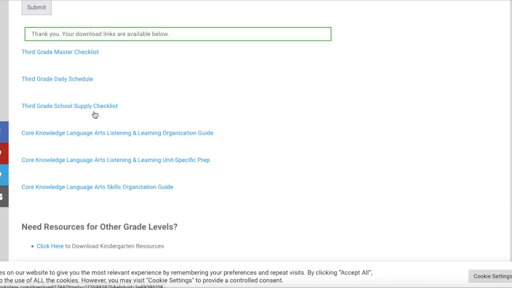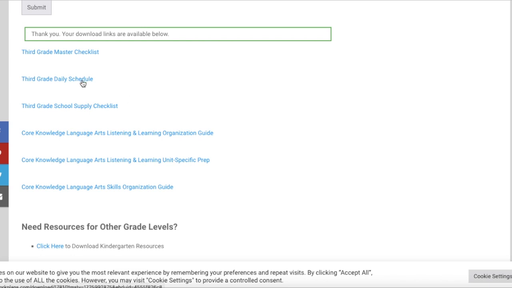You can also, they have a supply list. Again, there's nothing on hand I've had to go out and buy, really, for language arts. And then they have an organization guide, so specifically breaking it down for you. One thing that's really helpful is they do have a schedule on this.